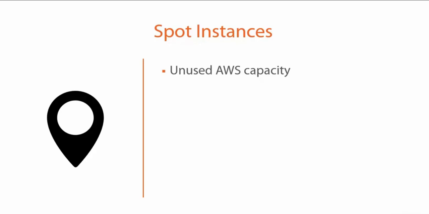So because they're in the over-provisioning mode, because they have all this unused AWS capacity, they have to be able to monetize that in one way or another. So this is where the idea of spot instances comes into play. They're very cheap hourly rate type of instances.